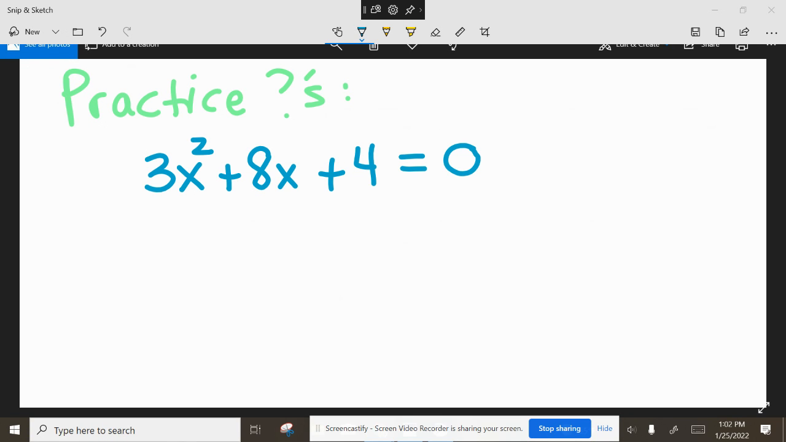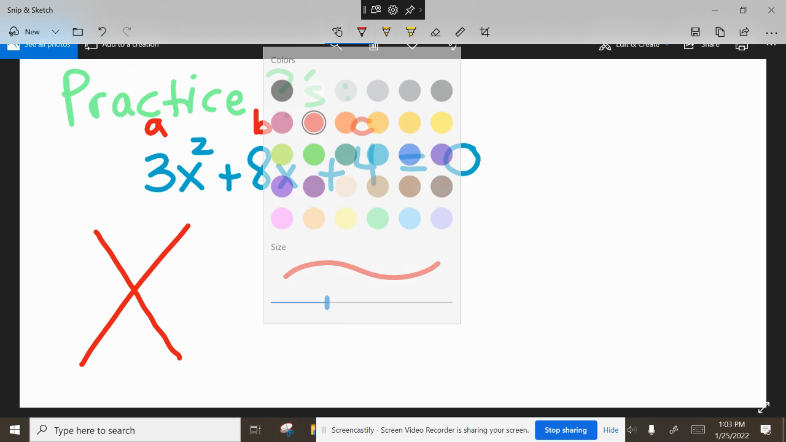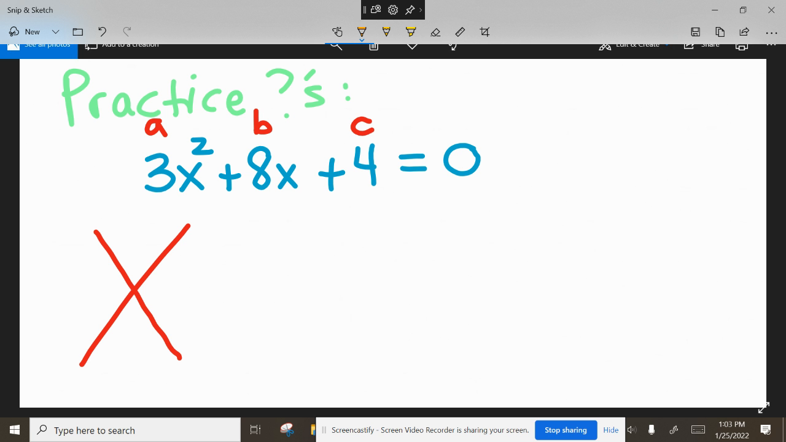All right, here's your first practice problem. As you look through this, the first step is to create your x. All right? When you do that and you create this, remember, we call this A, this is B, this is C. A always has the x squared with it, B always has the x or whatever the variable is, and C always just has itself with nothing else with it.